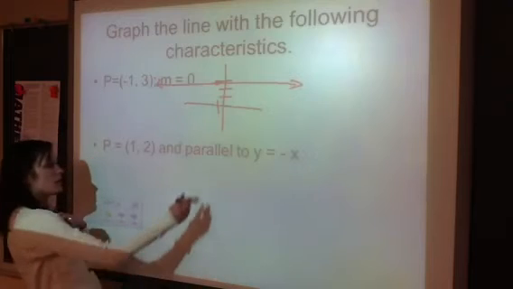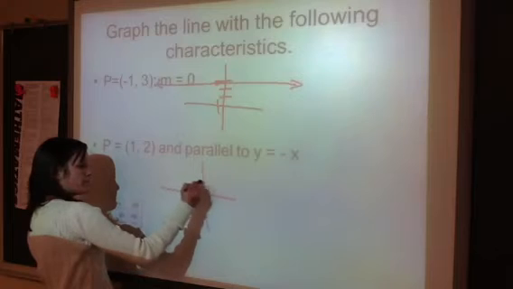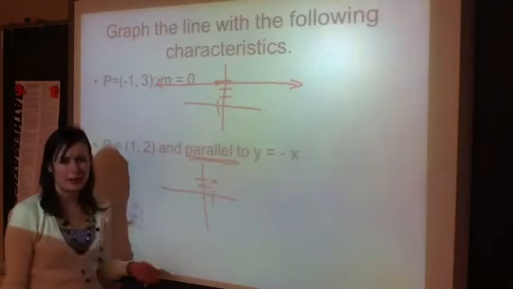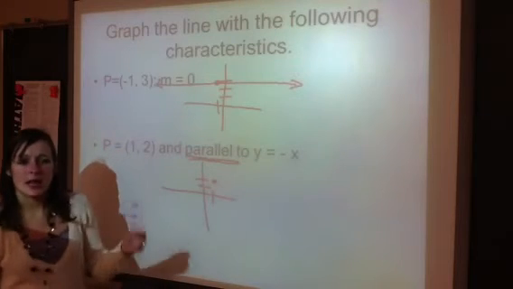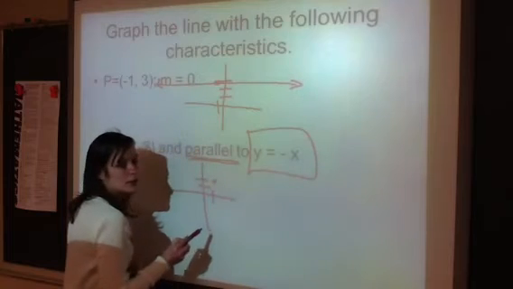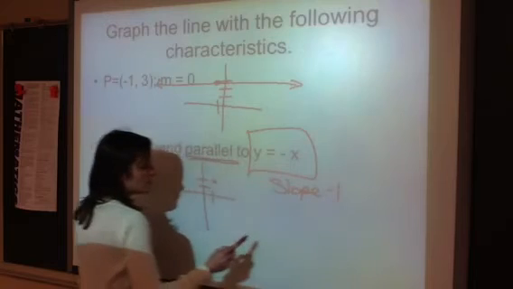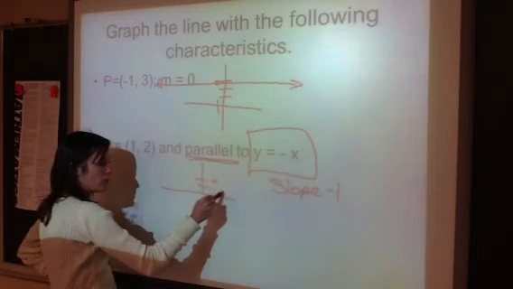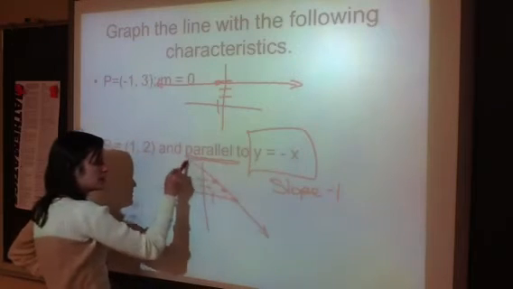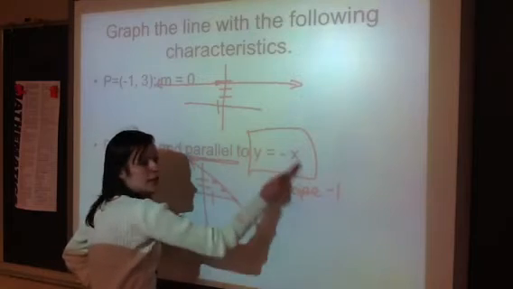Alright, so here we got the point 1, 2. And it's parallel to that. What does parallel mean? Parallel lines have the same slope. So what is the slope of this equation? You should say the slope is negative 1. So if my slope is negative 1, can I go down 1 and to the right 1, and down 1 and to the right 1? You betcha, because this line that you just drew has the same slope as this line.